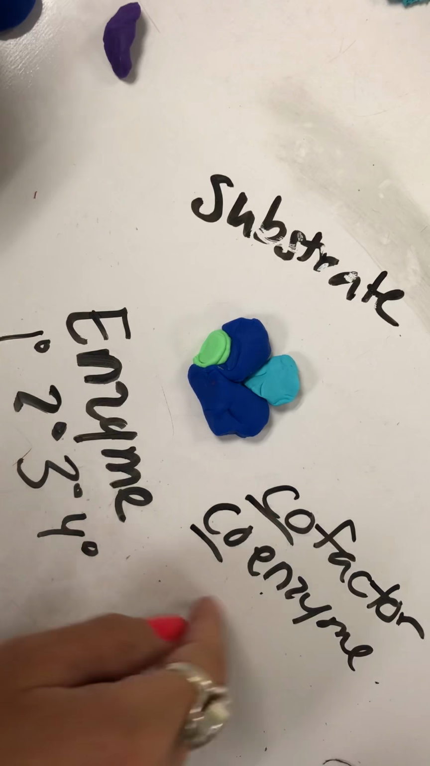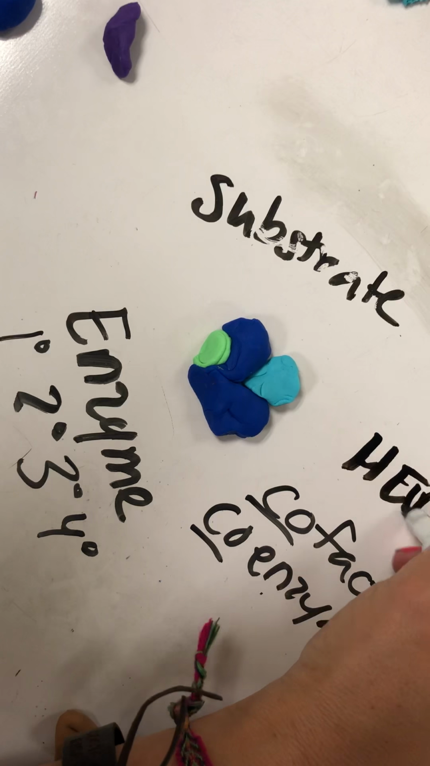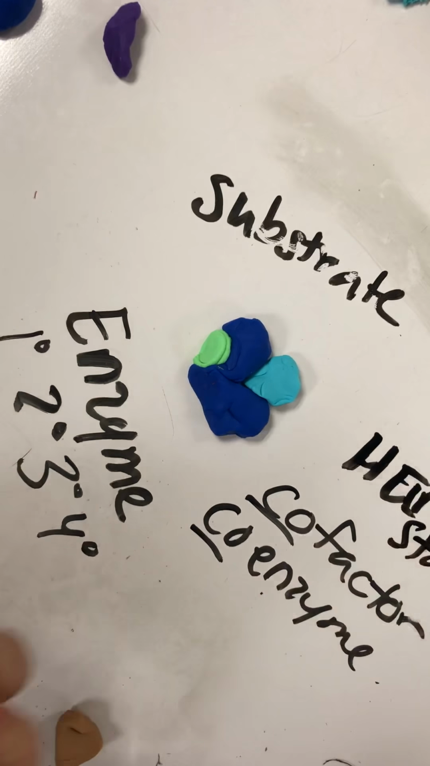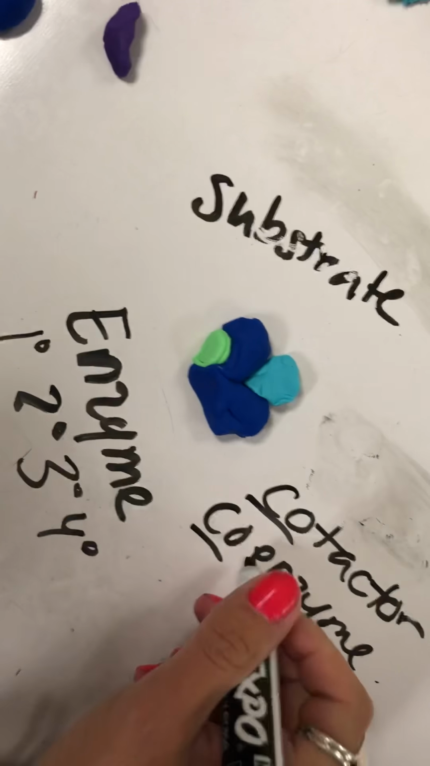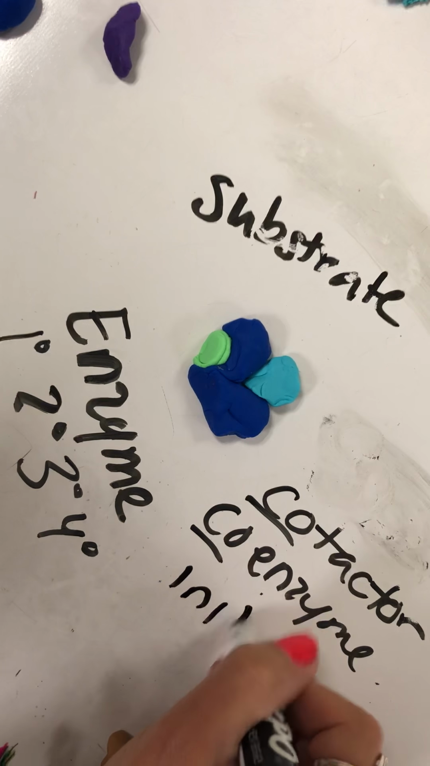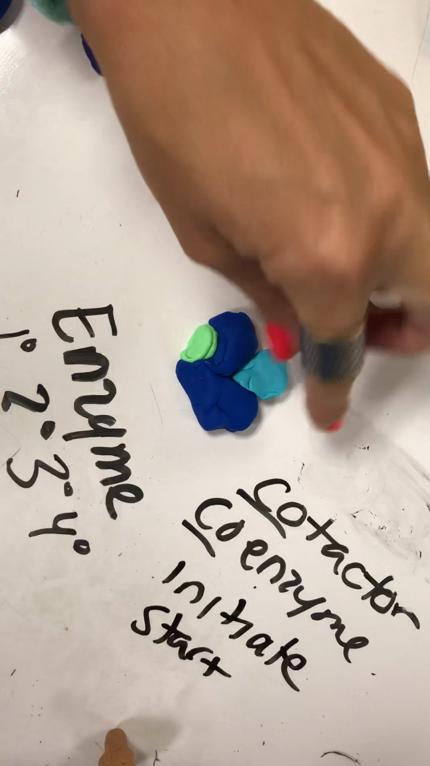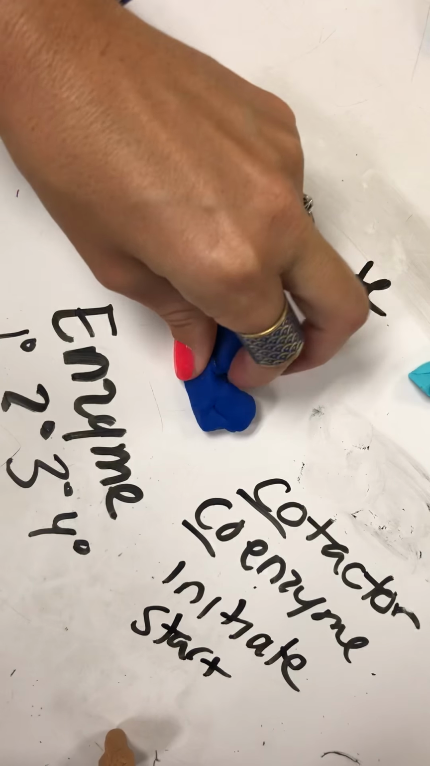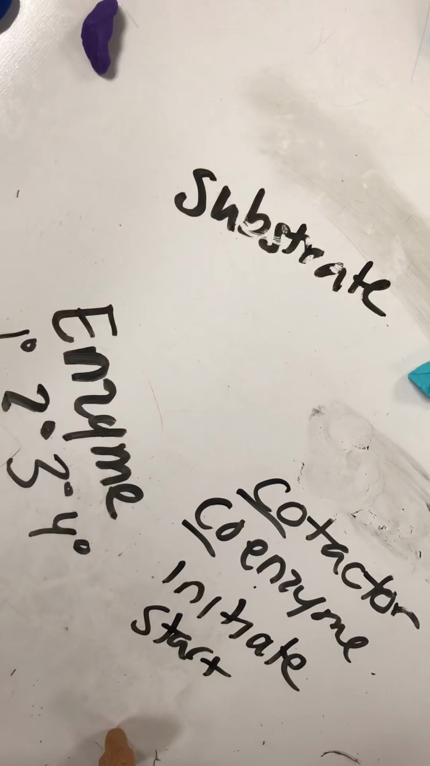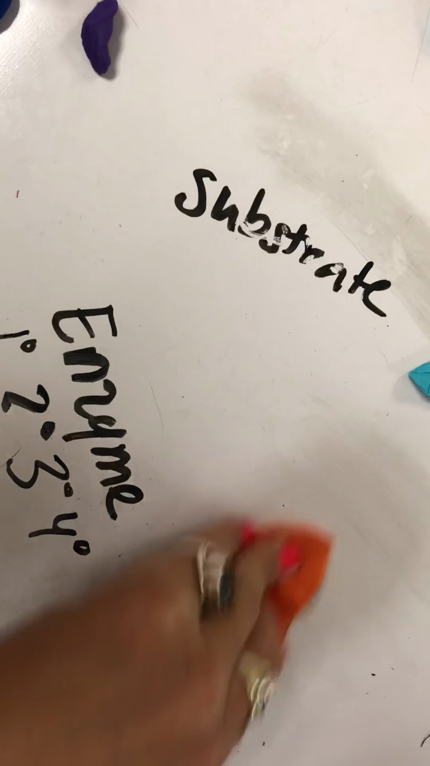So regardless, cofactors and coenzymes help start the reaction. So cofactors and coenzymes are going to initiate or start the reaction, and they're required for that enzyme to function. Now, there's also something on the opposite of cofactors and coenzymes. So cofactors and coenzymes help the enzyme, but there's also things that block it.